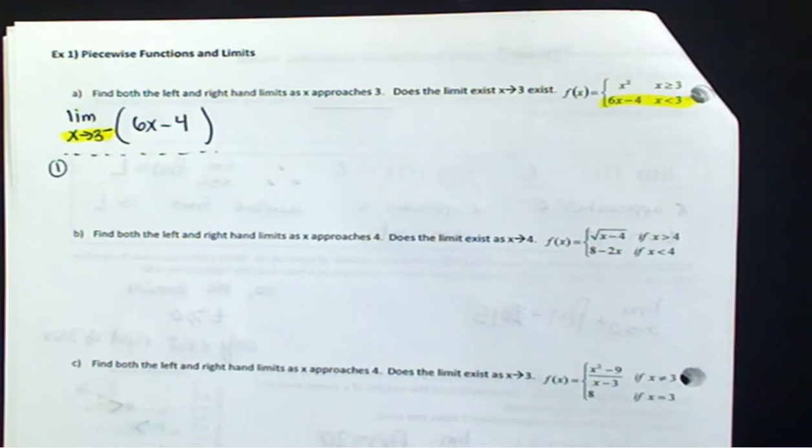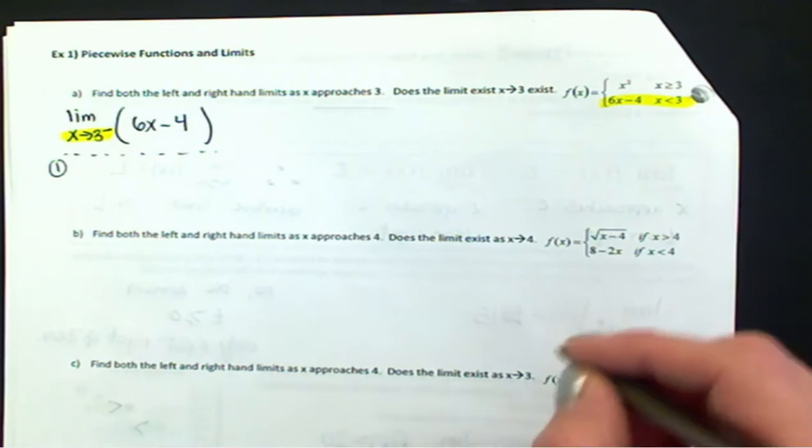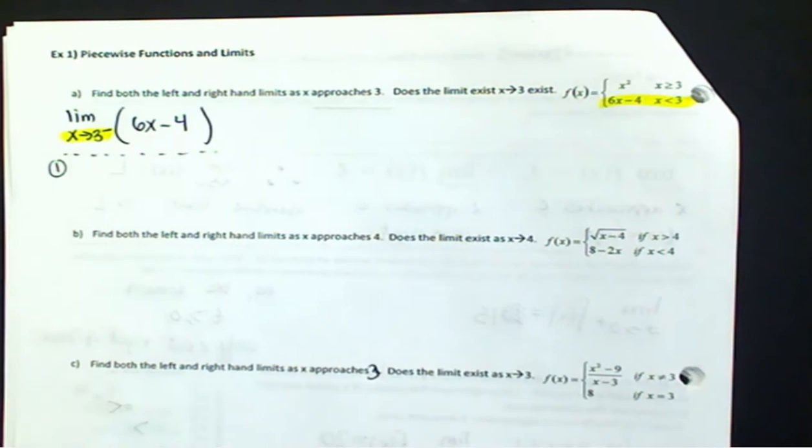Wait a minute. Example 1, B, C, and D, it says define it as x approaches 4, but then it gives a completely different value. Does the limit exist as x approaches something else? That's a typo on my part. Oh, man. Sometimes it happens.